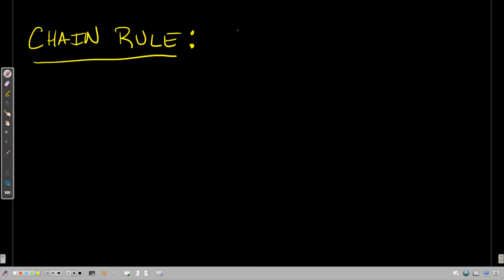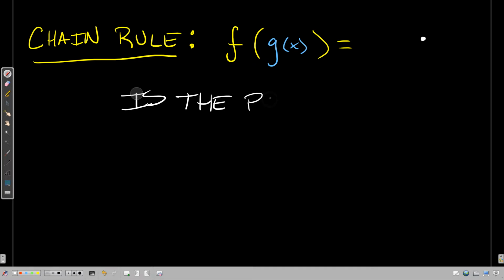So in general, the chain rule is talking about the composition of two functions. You have your function f being evaluated at this other function. And I want to say here that the chain rule is the product of two derivatives.